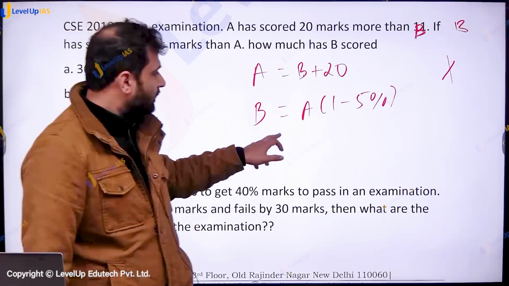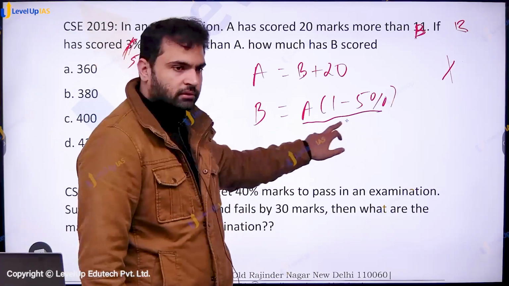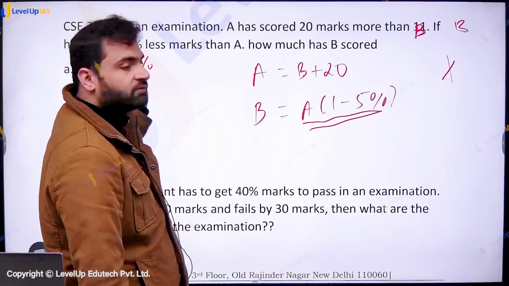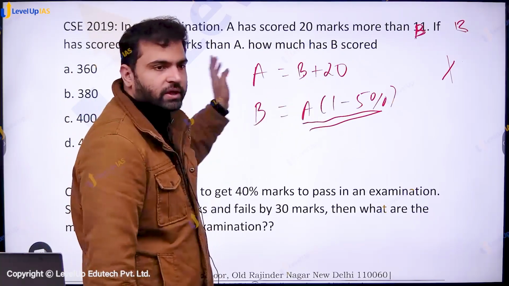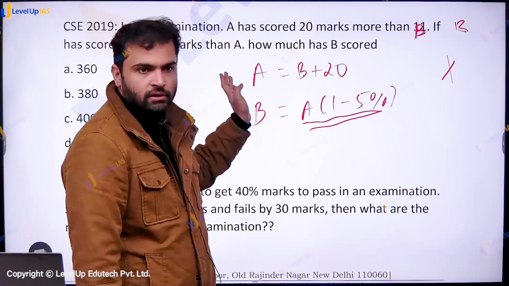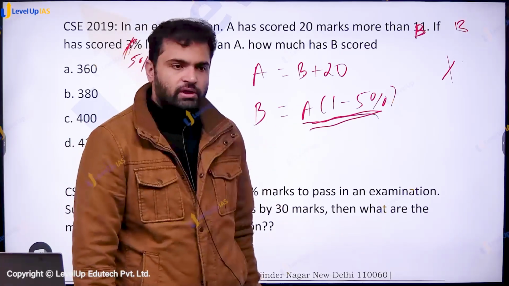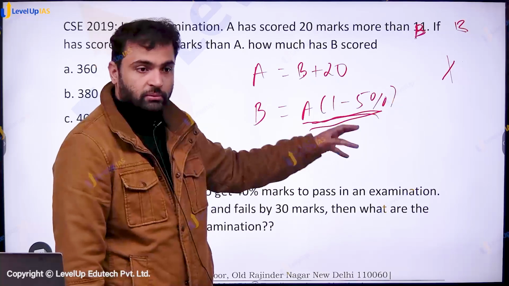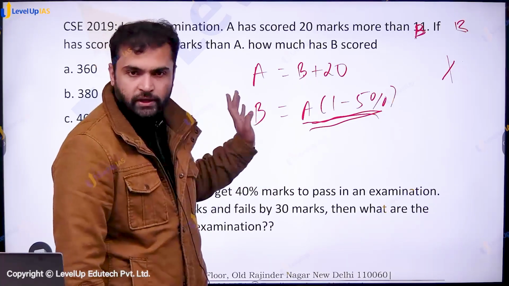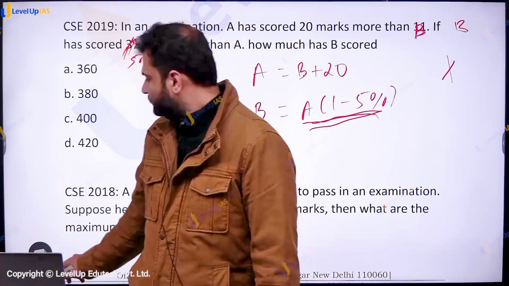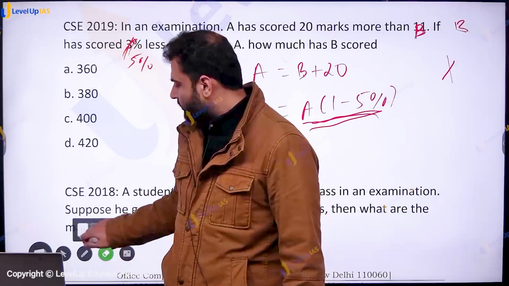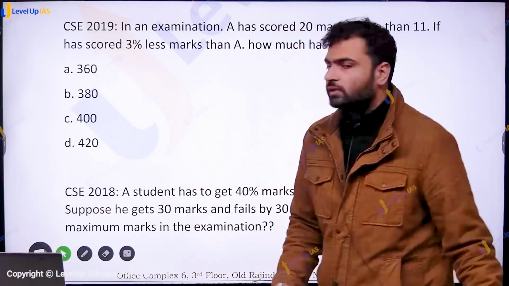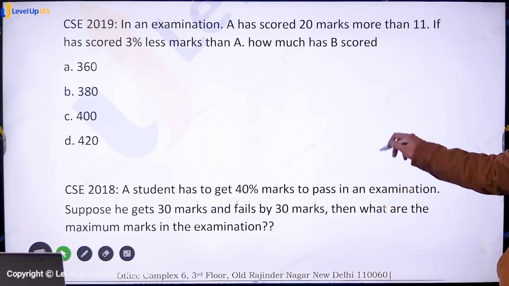We have seen this 1 minus 5% thing many times, because they are saying B gets 5% less marks than A. So the comparison is with respect to A. That is why A into 1 minus 5%, not B into 1 plus 5%. Keep that in mind, the comparison is with respect to A. In this chapter, base matters with respect to what we are talking about, because we are taking percentages, the base will matter. Next question.